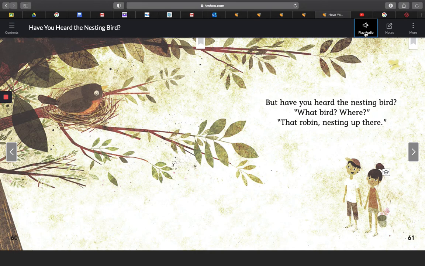Okay, so who is talking on this page? A boy and a girl. How did I know that? Well, the story shows the words in these little marks right here called quotation marks. And the picture shows a boy and a girl looking up at that bird.